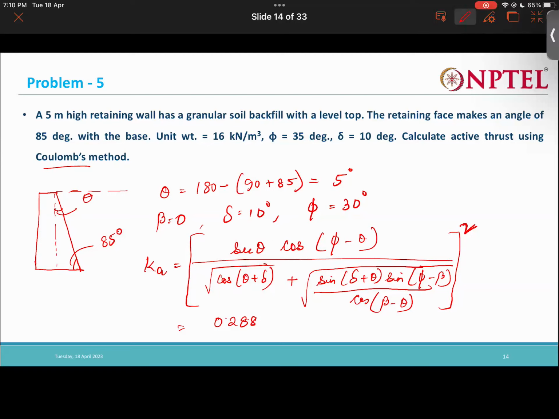This formula is the same as that of sine square of alpha plus phi divided by sine square of alpha into... Yes, same only. Just here alpha is nothing but 90 minus this theta.